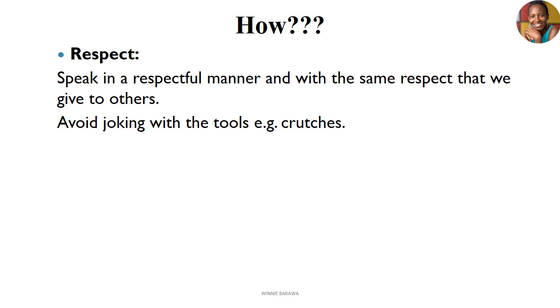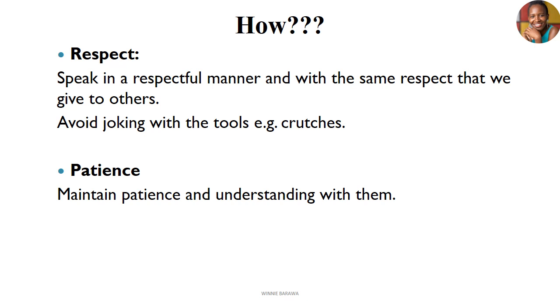So, number one, first and foremost, maintain respect. No one on earth wants to be disrespected for how they feel or how they look. So mostly here, I advise you to speak in a respectful manner, with the same respect that we give to other people. Treat them as an equal partner, and know that each person deserves that respect. And also avoid joking about the tools, for example, their crutches, the spectacles, or whatever assistive device that they're using to make their life normal or okay.